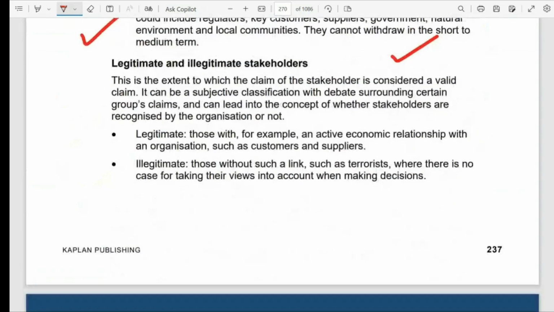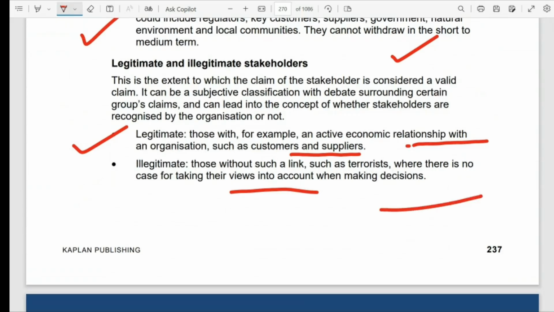Legitimate and illegitimate stakeholders. Legitimate stakeholders are those who have an active economic relationship with the organization, such as customers and suppliers. Illegitimate stakeholders are those who have no such link, such as a terrorist, with whom there is no case for taking their views into account when making decisions.